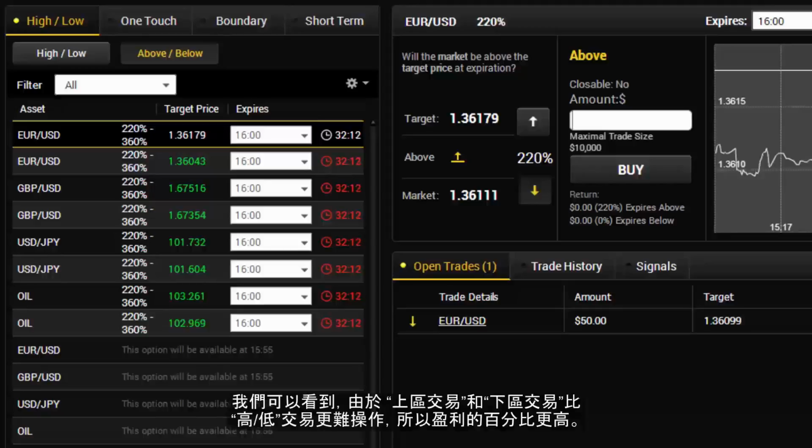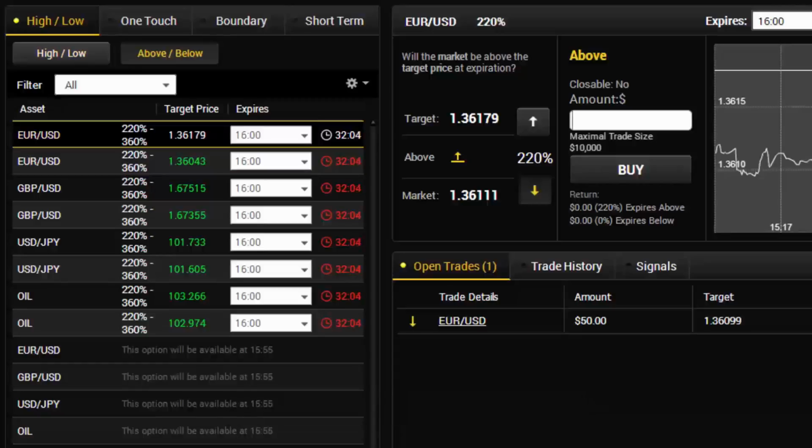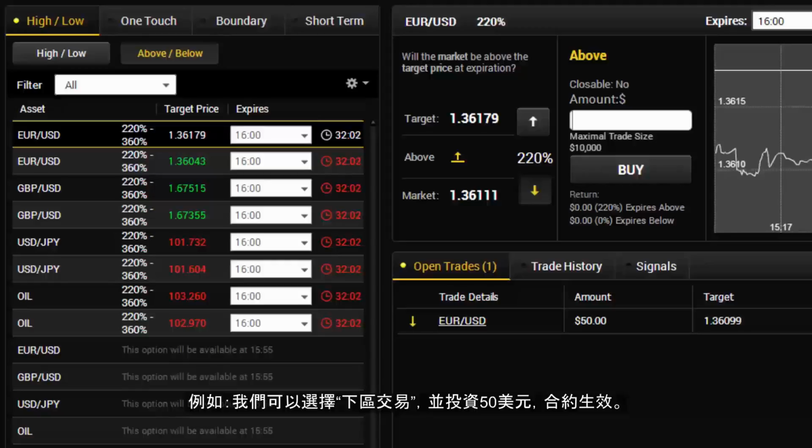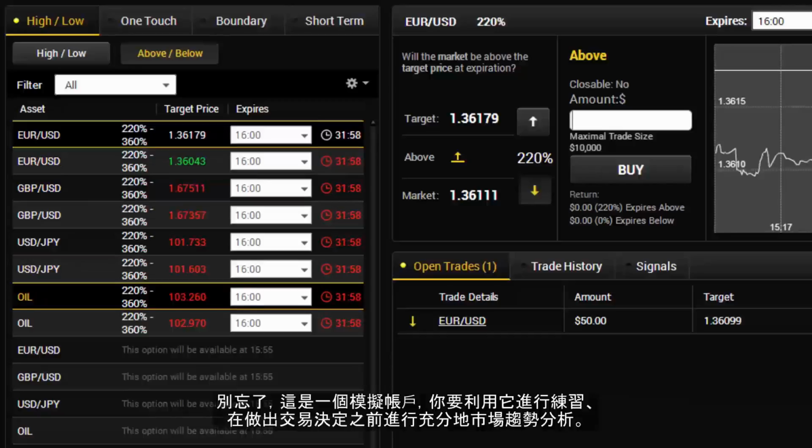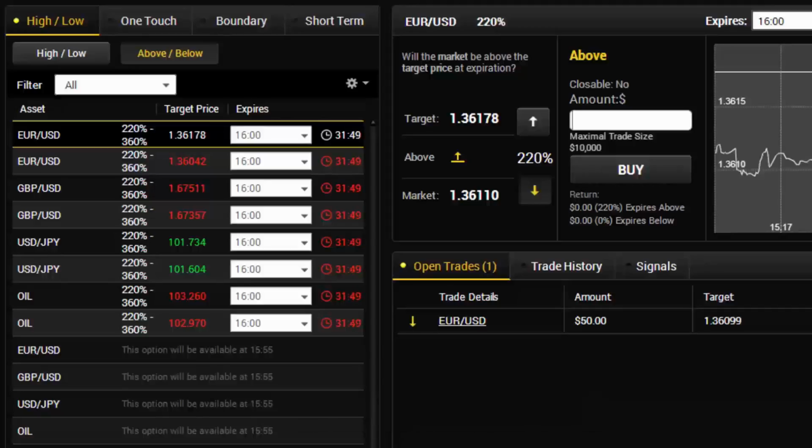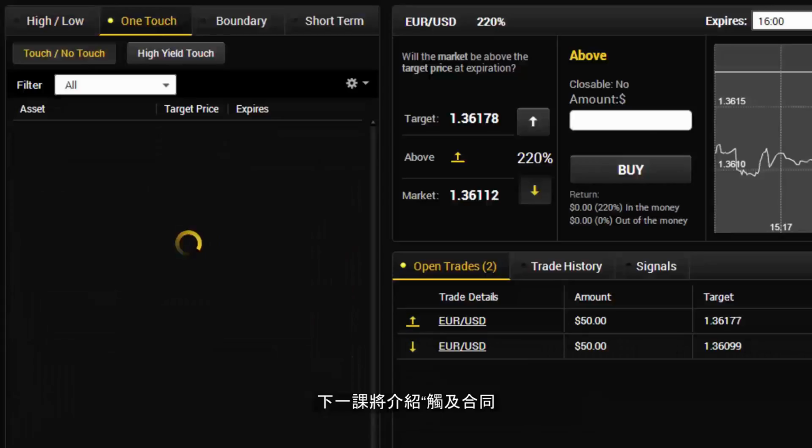As you can see, because above and below trades are more difficult than the high-low system, the percentages of a payout are higher. For instance, we can choose below and invest $50, and again it is registered. But remember guys, that this is a demo account and you should practice and analyze market trend thoroughly before making any real trades. Next section is on touch.